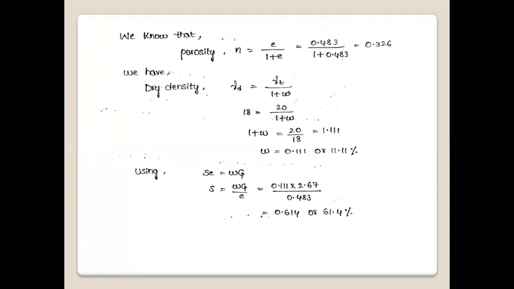Next one, water content. We have the dry density γd equal to γt by 1 plus W. γt means the wet unit weight of the soil, γd is the dry density, and W is the water content. So the dry density value is 18, and the wet unit weight value is 20 kilonewton per cubic meter. Substitute in this formula: 1 plus W equal to 20 divided by 18. Then W equal to 11.11 percent. It is the water content percentage.